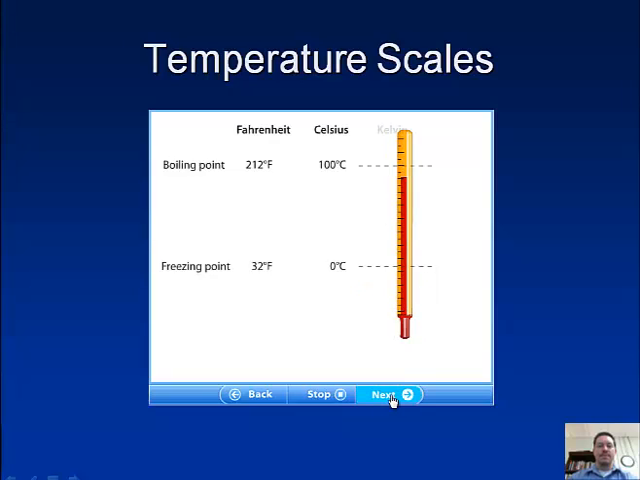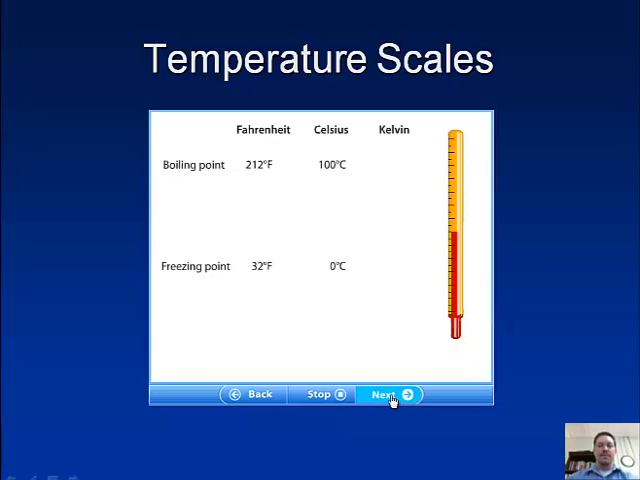The Kelvin scale is widely used in physics, chemistry, and astronomy. The size of the degrees on the Kelvin scale is the same as on the Celsius scale. The only difference is in the specification of the 0 point. On the Kelvin scale, the freezing point of water is at 273.15 kelvins, and the boiling point of water is at 373.15 kelvins.